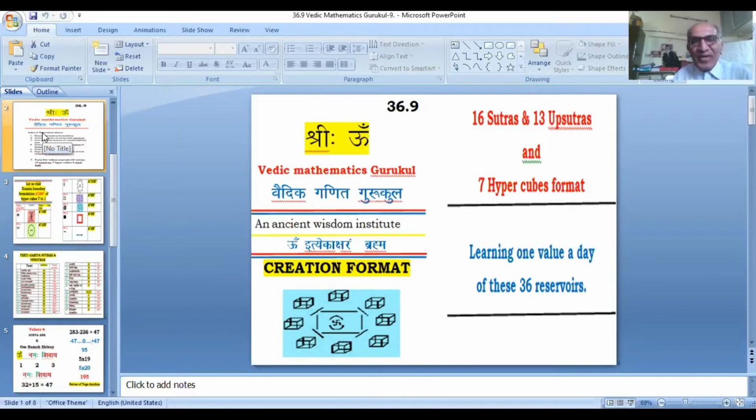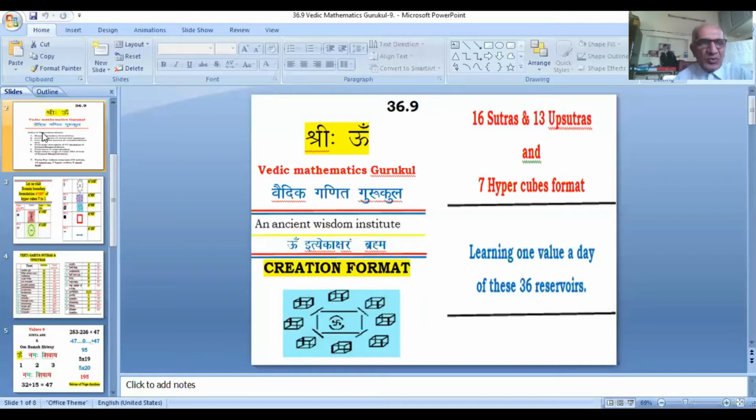Welcome. We are visiting the values which we wish to be part of instructions of Vedic mathematics as a mainstream discipline of school education, college education, and university education. Yesterday, in the previous session, we learned about one value for each of the 36 reservoirs.